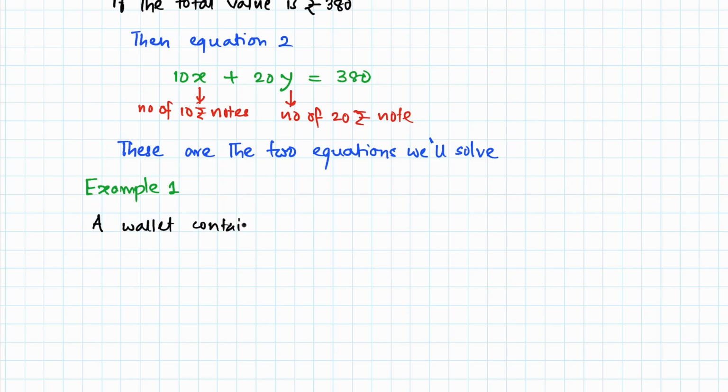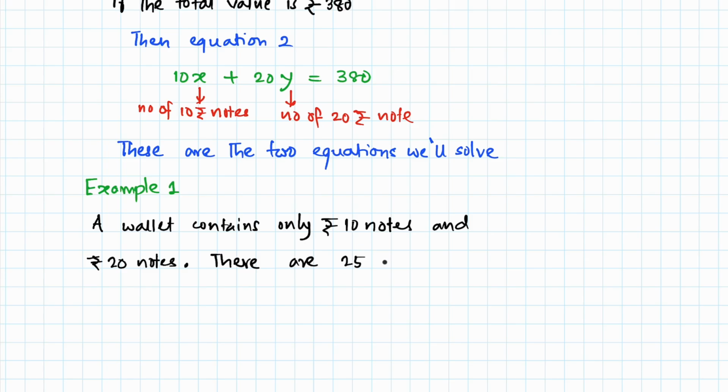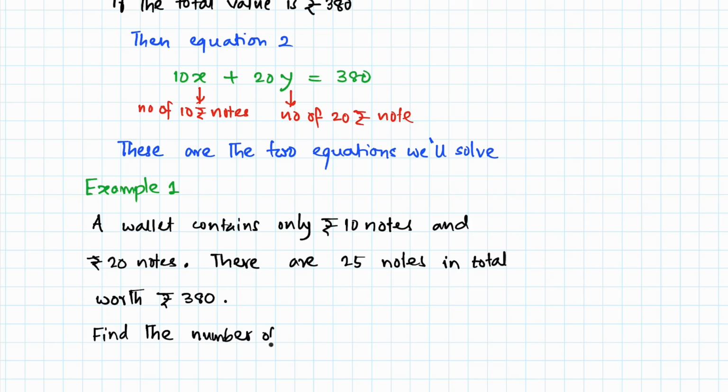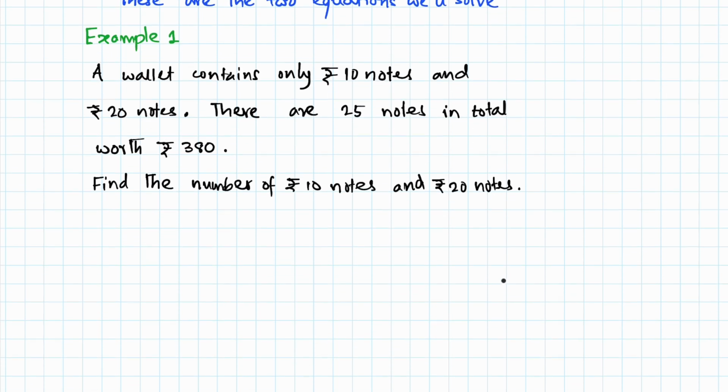Now example 1. With this concept, let's take an example and solve it by applying the step-by-step method. A wallet contains only 10 rupees notes and 20 rupees notes. There are 25 notes in total, and they are worth 380 rupees. Find the number of 10 rupees notes and 20 rupees notes. So this is the problem given.